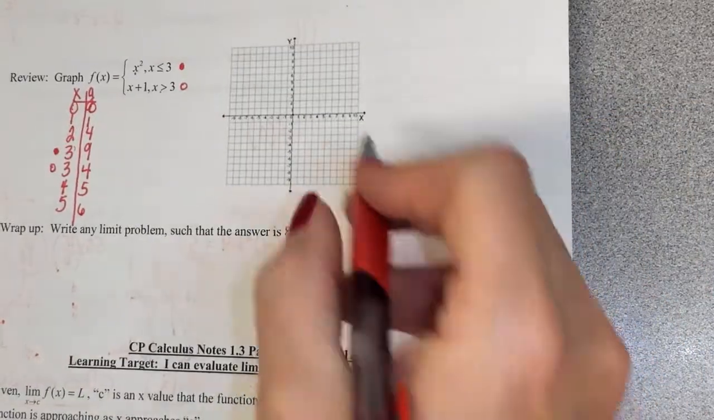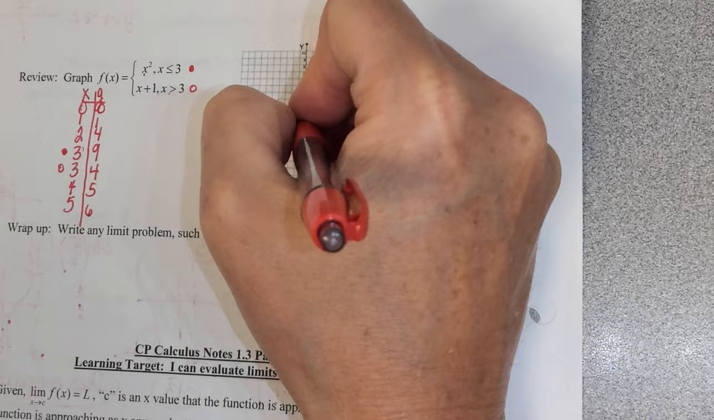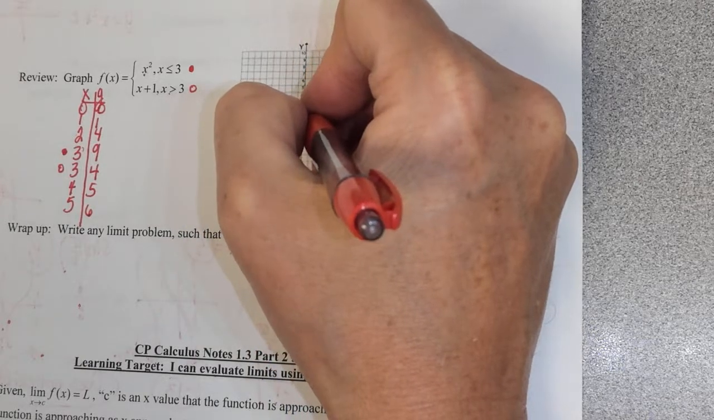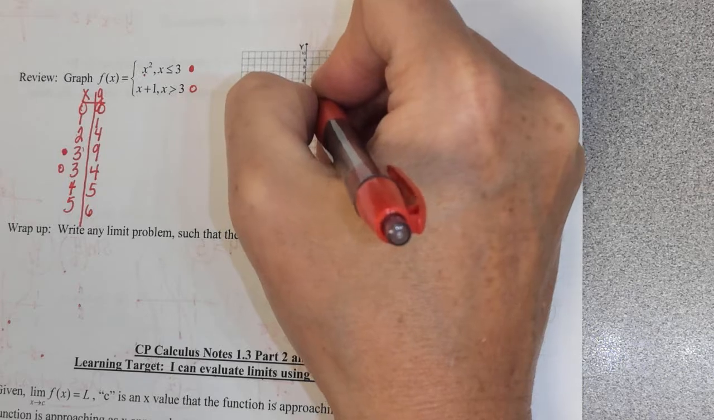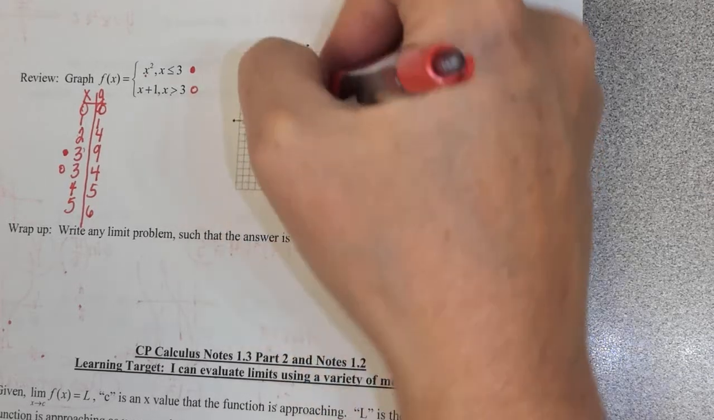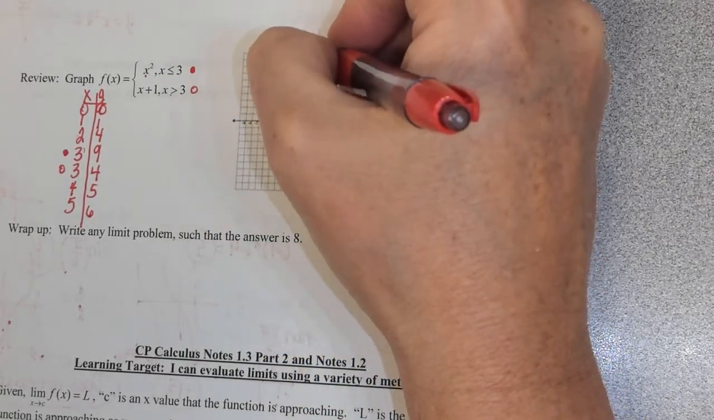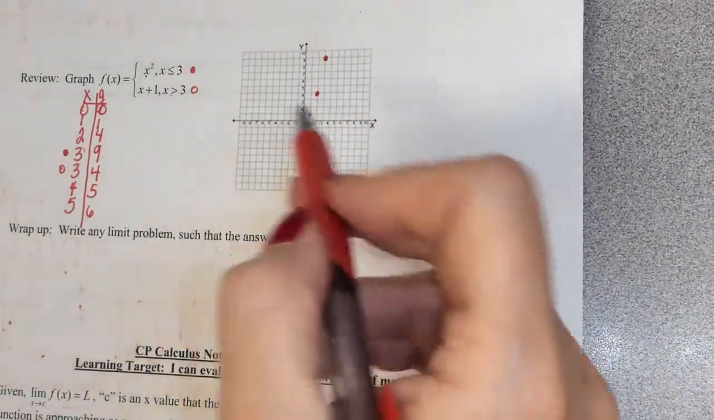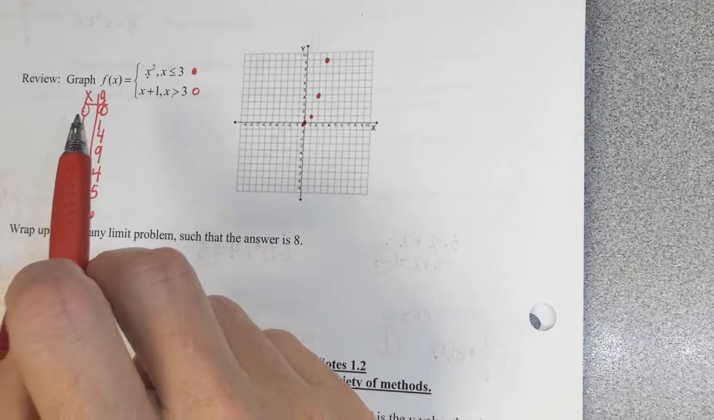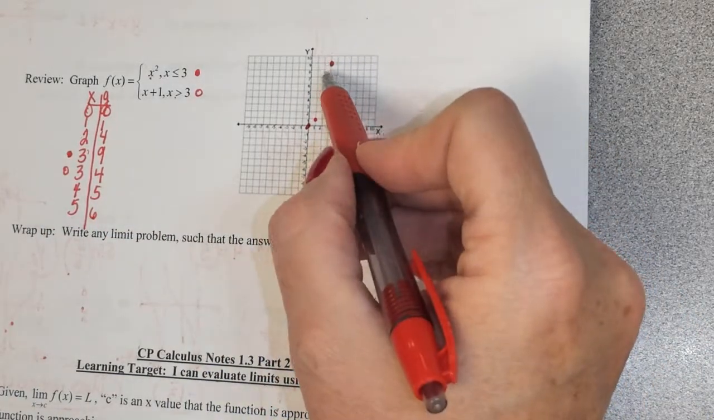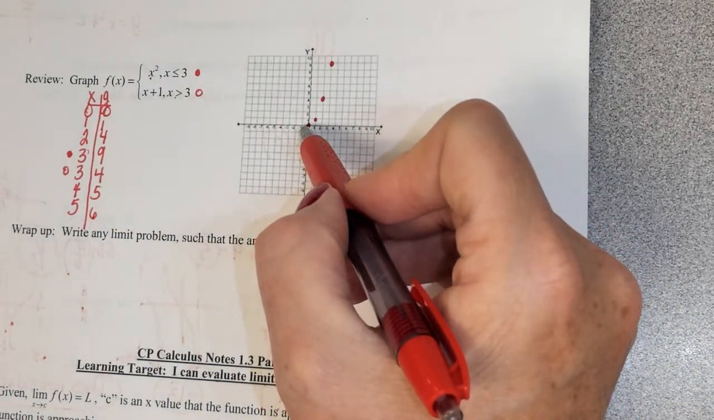So now I'm going to start plotting these points. 0, 0, 1, 1, 2, 4, and then 3, 9. Okay, now stop right here and think before you go on. Here's where people get confused. They just connect these dots and they think they're finished.